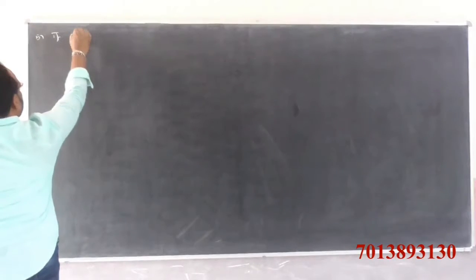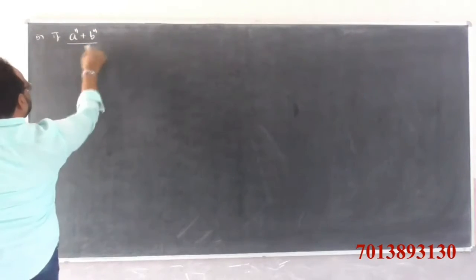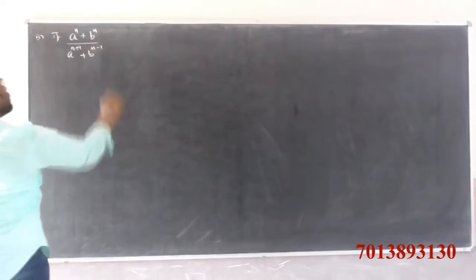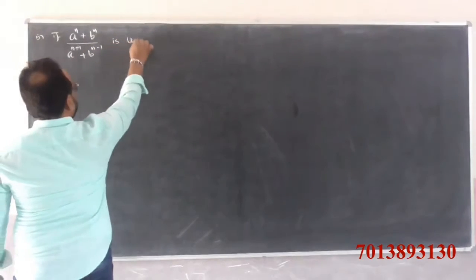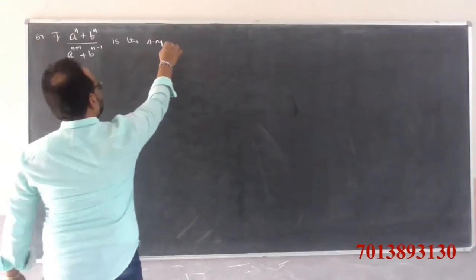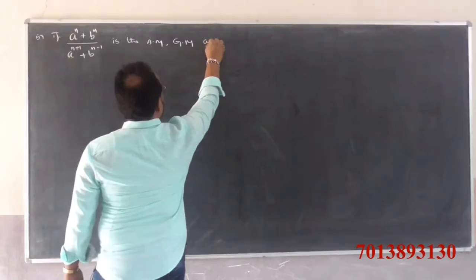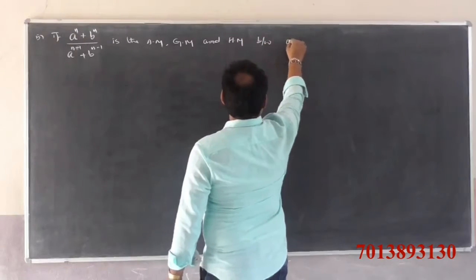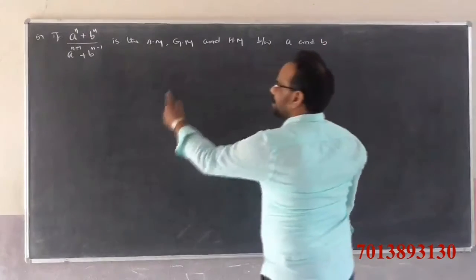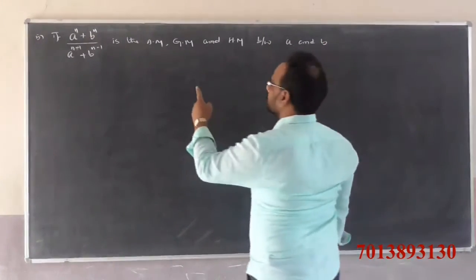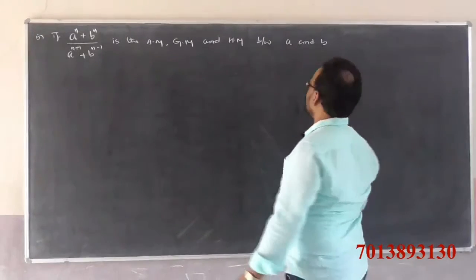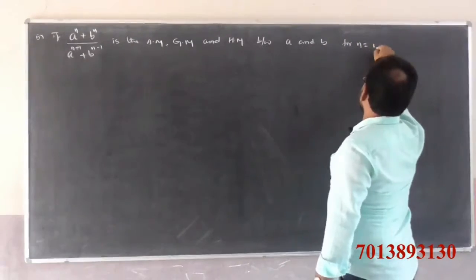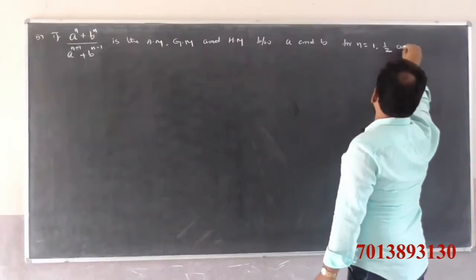If (a to the power n plus b to the power n) by (a to the power n minus 1 plus b to the power n minus 1) is the arithmetic mean, geometric mean and harmonic mean between any two numbers a and b. A power n plus b power n by a to the power n minus 1 plus b to the power n minus 1 is the arithmetic mean, geometric mean and harmonic mean between a and b for n equals 1, 1 by 2 and 0 respectively.